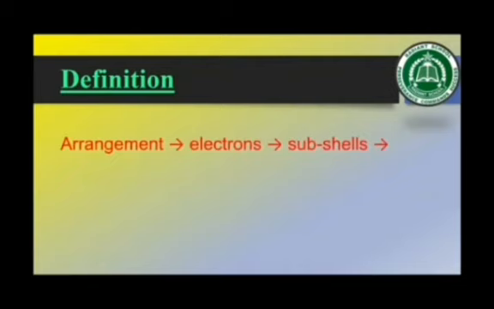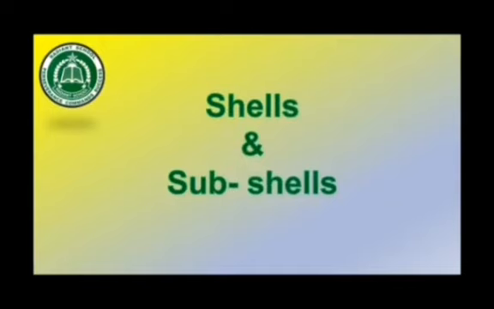What is electronic configuration? It is the arrangement of electrons in subshells. The arrangement of electrons in subshells is called electronic configuration. What are subshells? To understand subshells, we have to take the concept of shells and then subshells. So let's discuss the shells and subshells.